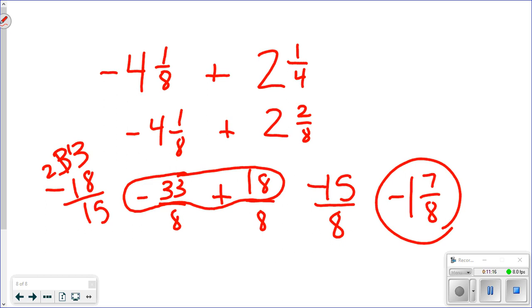Now you could do it the other way, but then you have to think to yourself, okay, I have negative 4 and 1/8 cats, I have 2 and 1/4 dogs, I can make 2 and 1/4 zero pairs. So really you would just subtract 4 and 1/8 minus 2 and 1/4. Your answer would be a negative answer because you're going to have cats left over. So you can decide which way you like the best, but you just got to be really, really careful with the negatives.